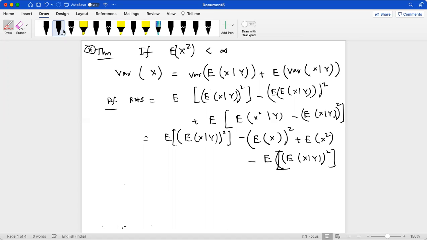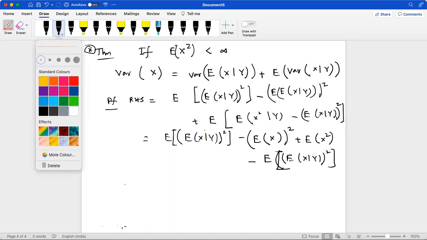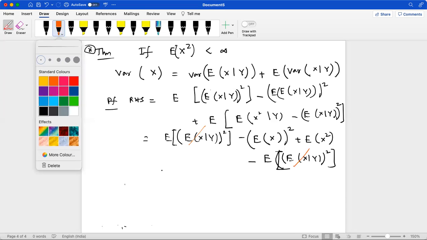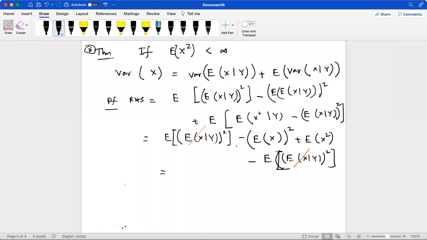Now it is clear. This is the same part, so it cancels out. So what are we left with? We're left with just expectation of x square minus expectation of x whole square, which is just the variance of x. So right hand side is just the variance.